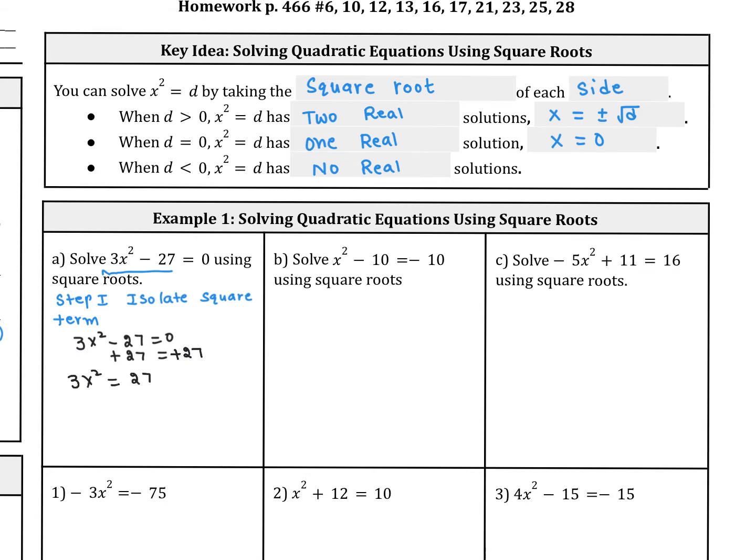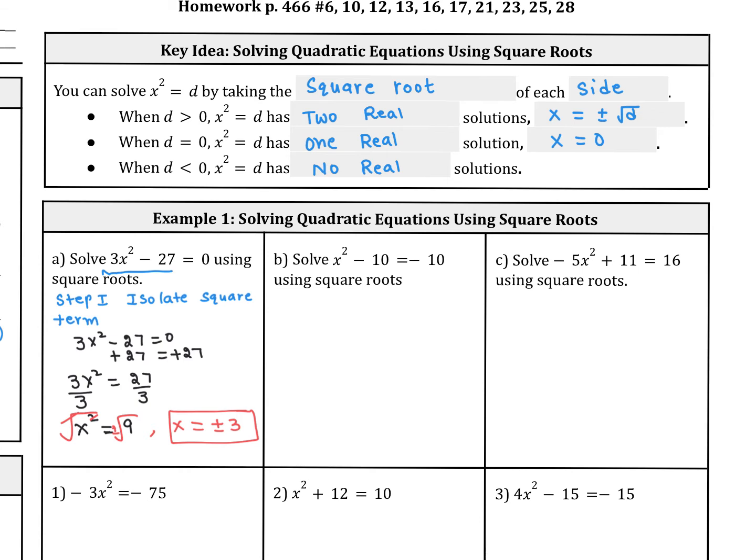And then you're going to divide by 3 on both sides. You get x squared equals 9. Once you get x squared equals 9, you're going to take a square root on both sides. You're going to get plus or minus here. So x is equal to plus or minus 3, because square and square root cancel, and the square root of 9 is 3.